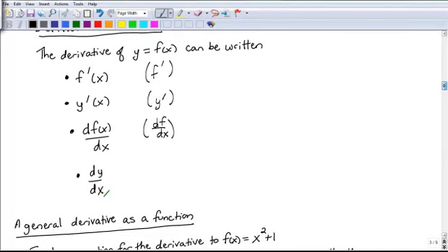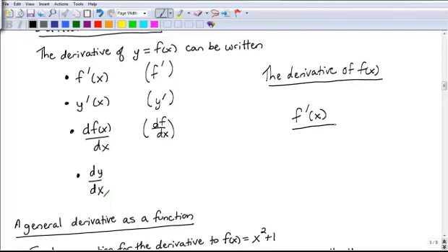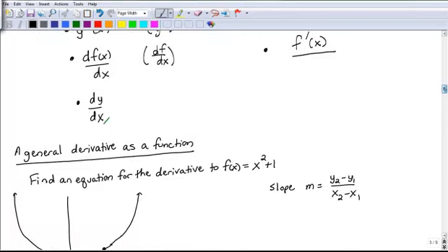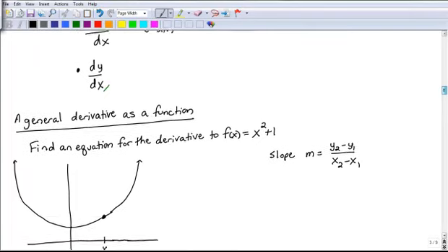So instead of writing out the derivative of f of x, that whole sentence can be written as f prime of x. These are equivalent ideas. And look at how much time I saved. Haha. But f prime of x, y prime, df, dy, all those are the same thing. Instead of writing out the sentence, the derivative of f of x, you can just write that symbol. It means the same thing.